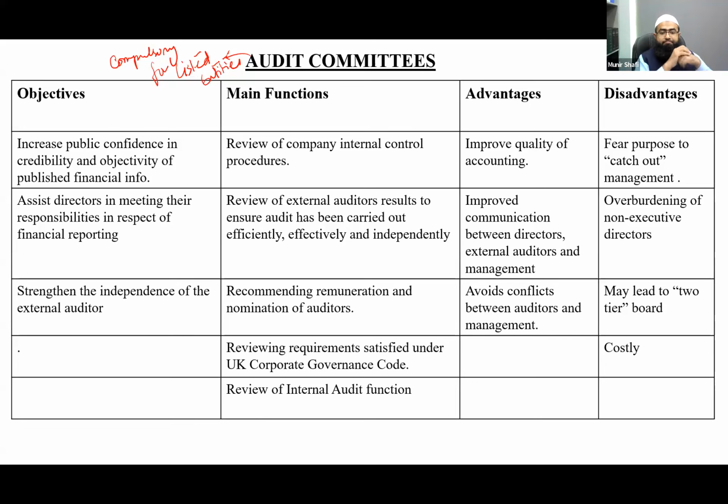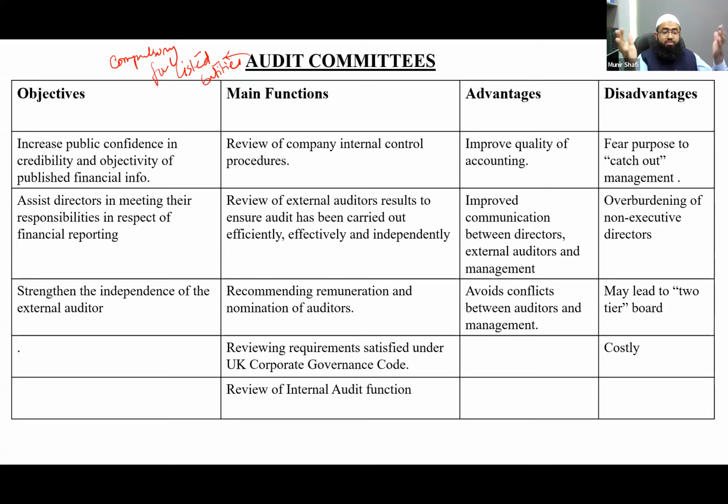What are the key objectives? Increasing public confidence, credibility, and objectivity of the published financial information. Because when the audit committee is involved, it is also having a check and balance on the figures and the numbers. The senior members are closely looking at numbers, discussing every nook and corner of those numbers. The process is bound to refine this information.